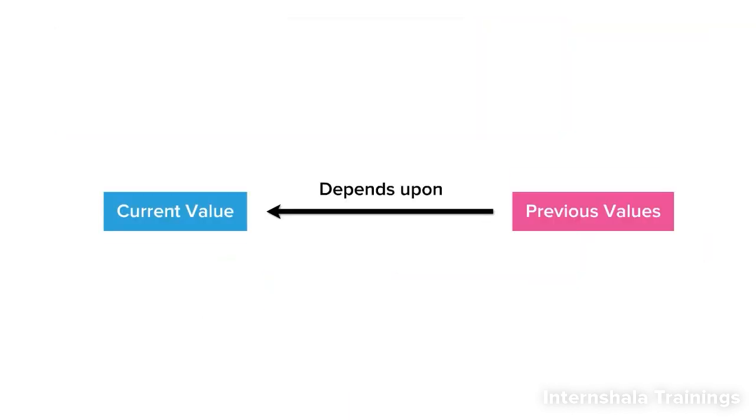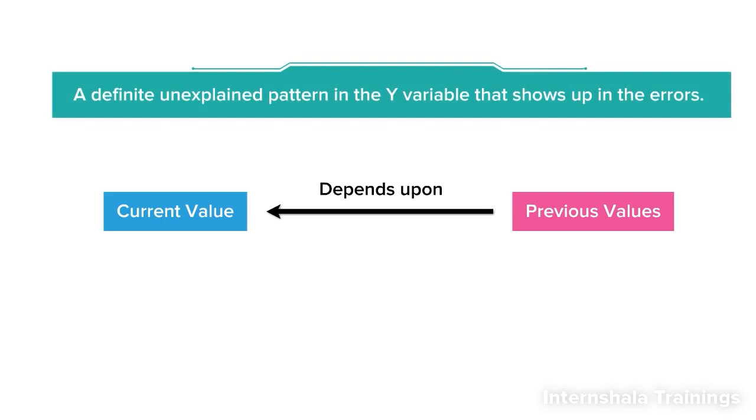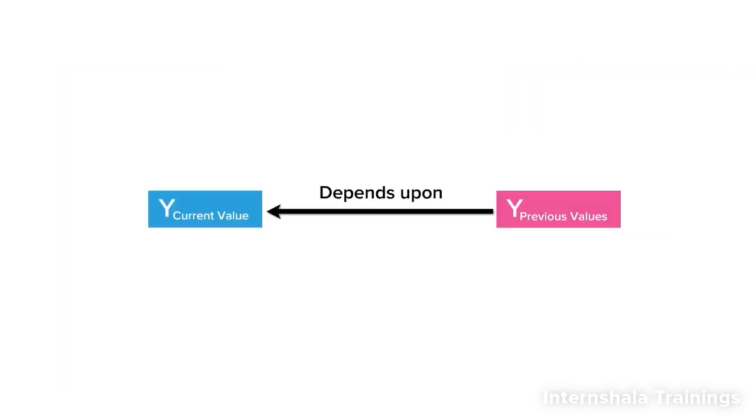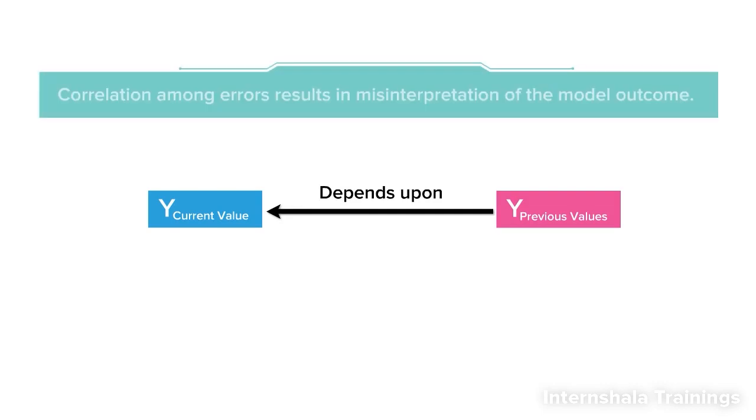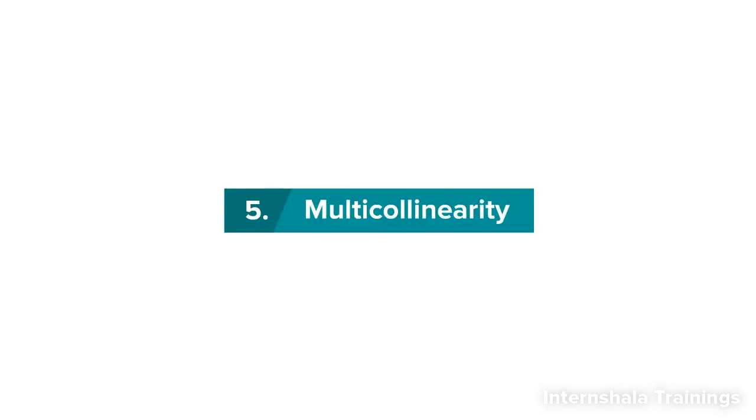When the residuals are autocorrelated, it means that the current error value is dependent on the previous or historic values, and that there is a definite unexplained pattern in the y variable that shows up in the errors. In simple terms, it means that the current value of y depends on the previous value of y. But in linear regression, we only model the linear relationship between x and y and not between y and previous values of y. As a result, if errors are correlated, we would misinterpret the model outcome as it missed out on this important information. The fifth assumption of linear regression is multi-collinearity.